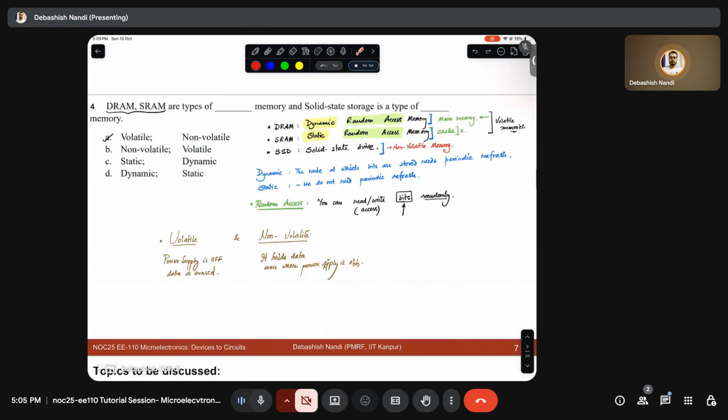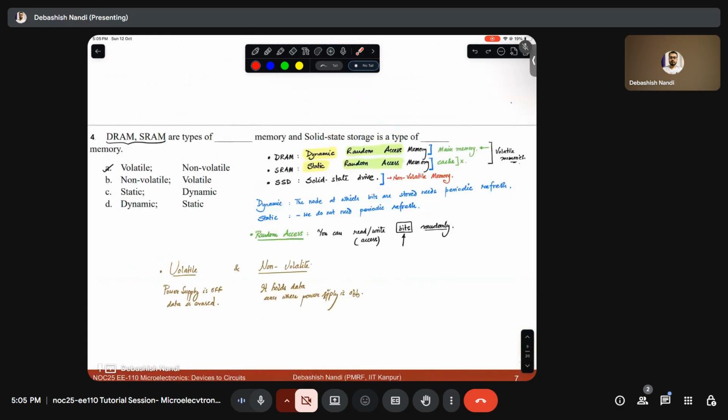And then we started discussing memories. So DRAM and SRAM are types of memories. I asked the students what is DRAM, what is SRAM and SSD. So what is dynamic and static has been discussed. In dynamic, the node at which the bits are stored needs periodic refresh. Static means we do not need that. Random access means each and every bit you can access randomly. It is the same as choosing randomly from a bucket of 12 apples. You get to choose one. That is how random access works.